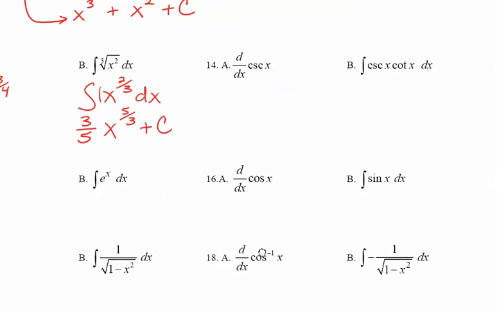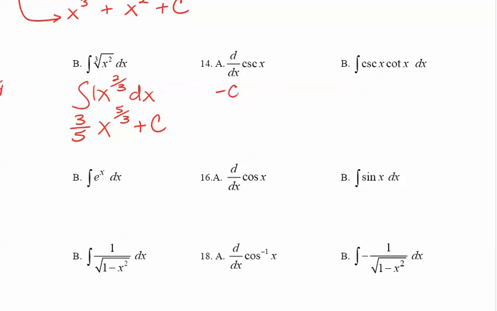In 14, the derivative of cosecant is negative cosecant cotangent. So when we look at this integrand, you'd say, oh, well, that's not exactly right because it's missing the negative sign. So how can we compensate for that? What is this the derivative of? It must have had a double negative.